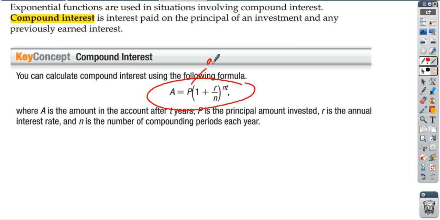This number is the original amount. P stands for the principal. R is the rate it's growing. N is the number of times they compound it.